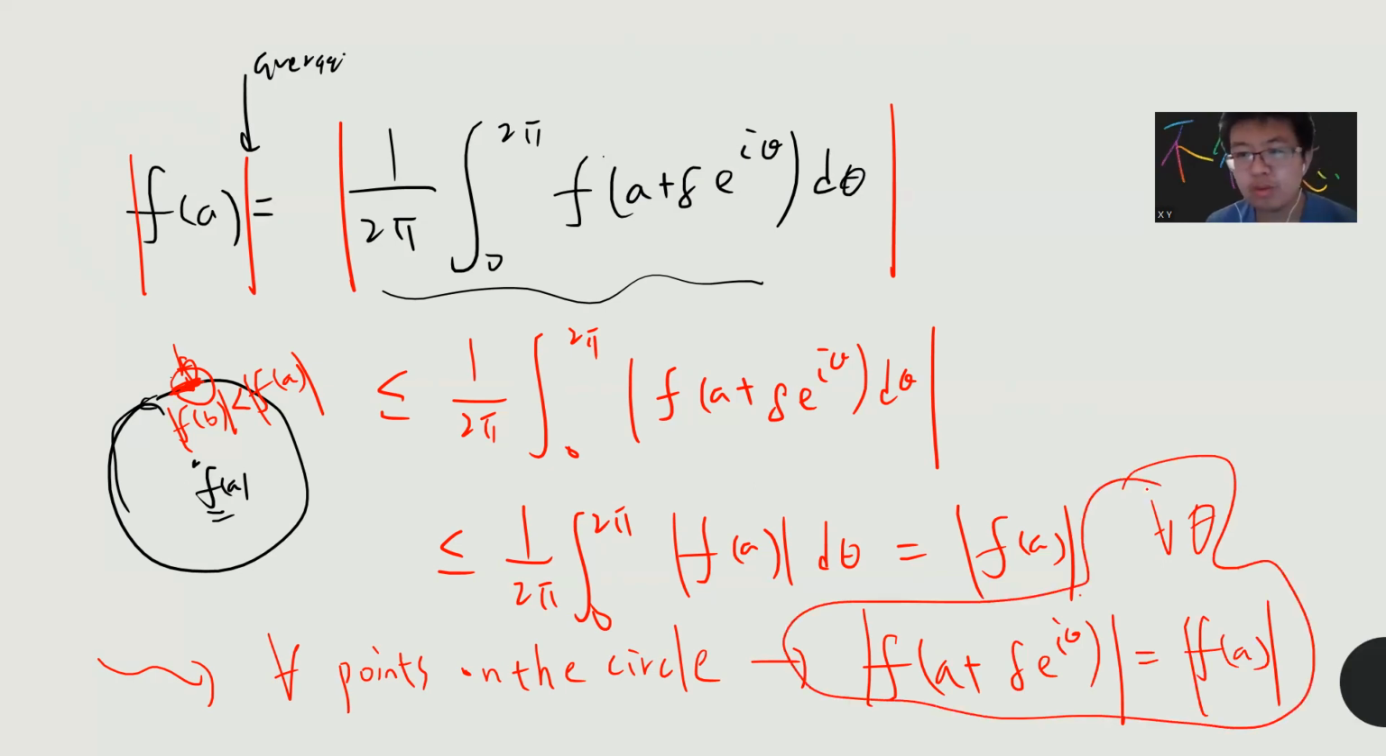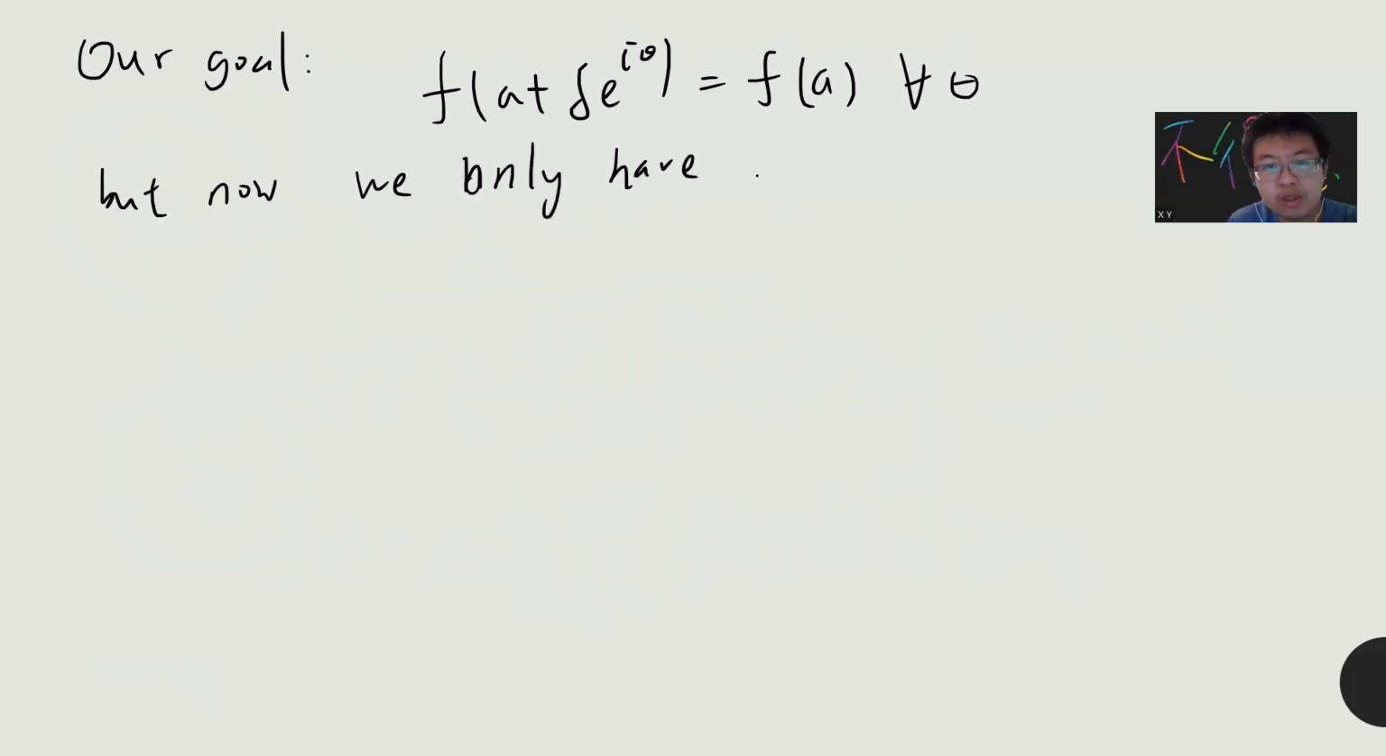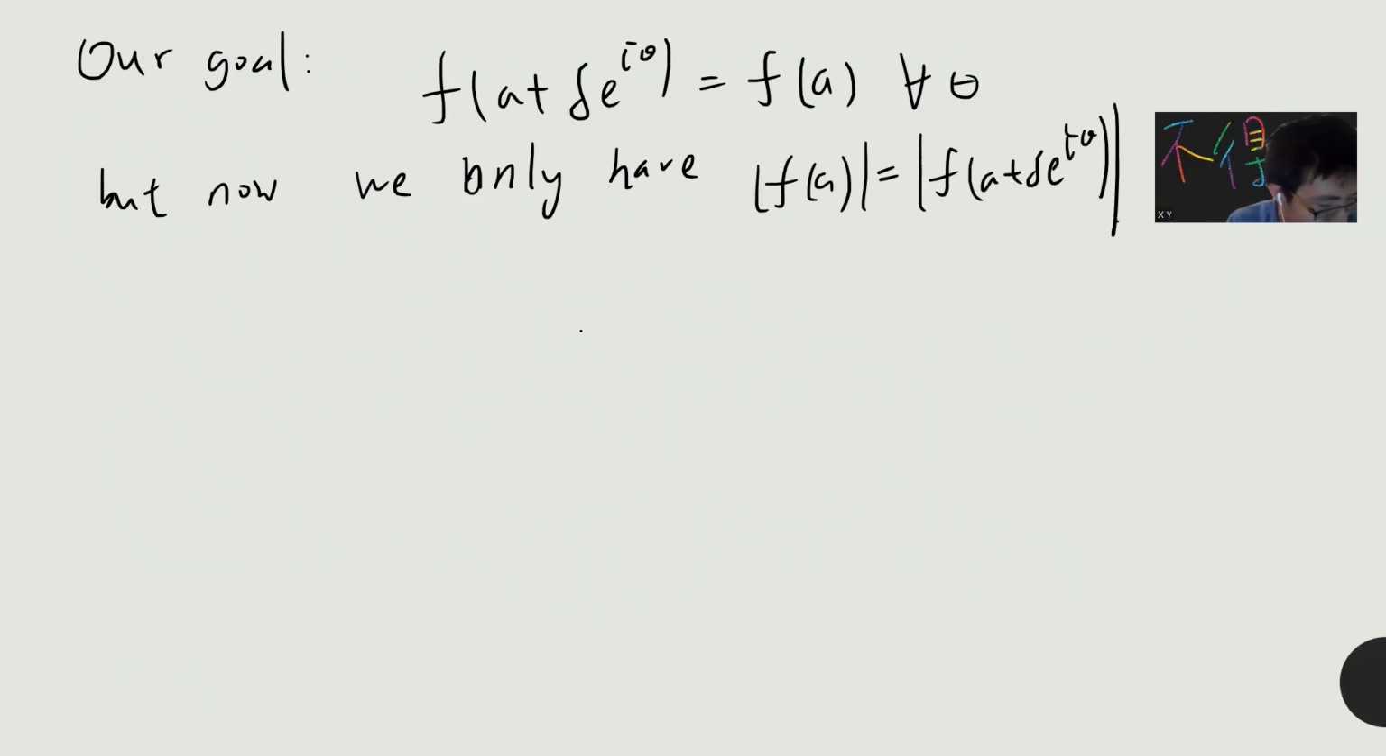Okay, so now we have only proved that the absolute value is the same, but we didn't get our result, right? Our goal is to prove that f of a plus delta e to the i theta equals f of a for every theta. But now we only have that their modulus, their norm, is the same. Now it's very simple.